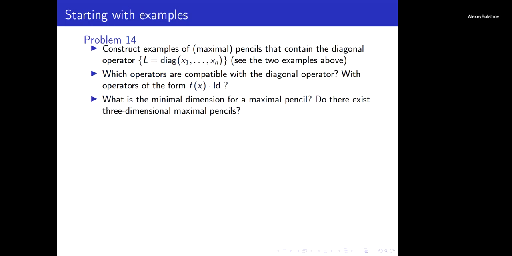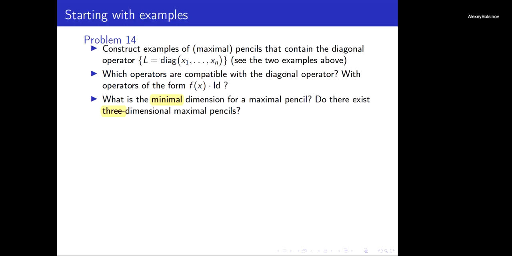If you look back to my previous slide, you will see that there are maximal pencils which are infinite dimensional, and there are maximal pencils which are finite dimensional. But the question is, what is the minimal dimension for a maximal pencil? Maybe it is three. Why do I say three? Because of the following. Take L, and construct a non-trivial example of a Nijenhuis operator compatible with L.